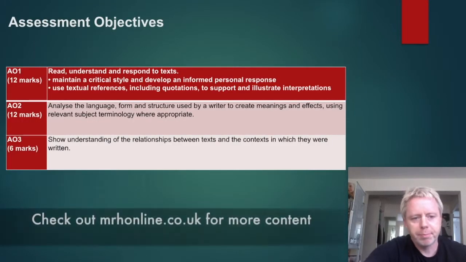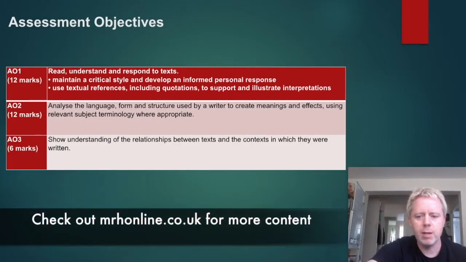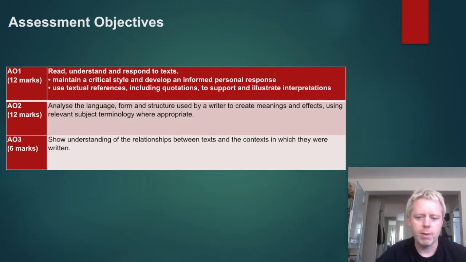Okay, so assessment objectives, in a similar way to your Macbeth or Shakespeare and your Jekyll and Hyde or Christmas Carol. You've 30 marks for this question, and they're divided into 12, 12 and 6 in the same way. They're up there, AO1, AO2, AO3. You can have a little read of them. I don't need to go over them again.